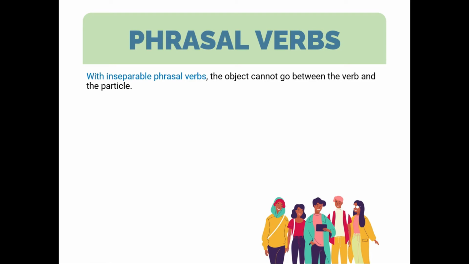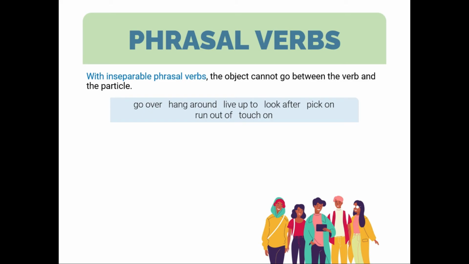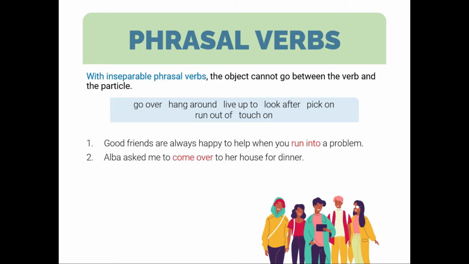The group of inseparable phrasal verbs is made up of verbs like go over, hang around, live up to, look after, pick on, run out of, and touch on. Let's see a few examples. Number 1. Good friends are always happy to help when you run into a problem. Number 2. Alba asked me to come over to her house for dinner. Number 3. Sometimes I find it hard to live up to my parents' expectations.